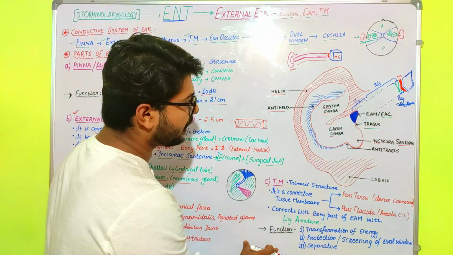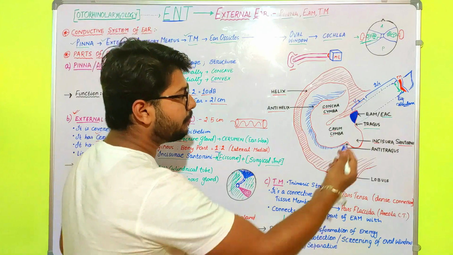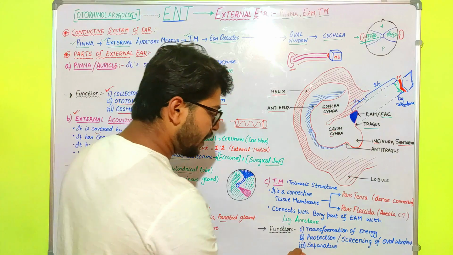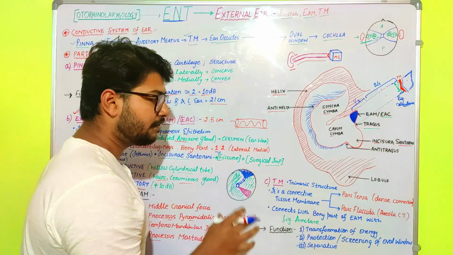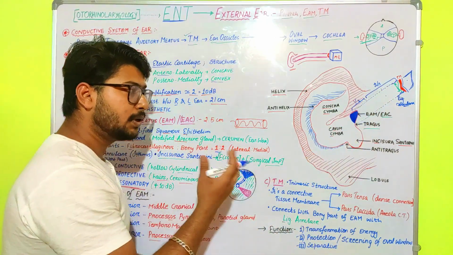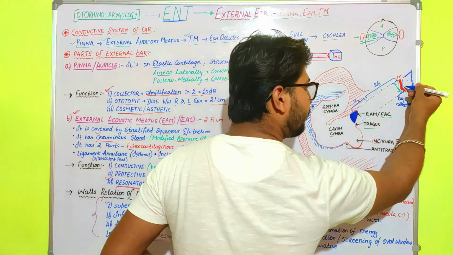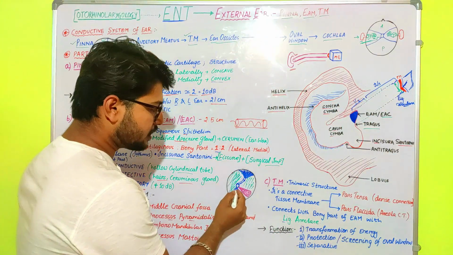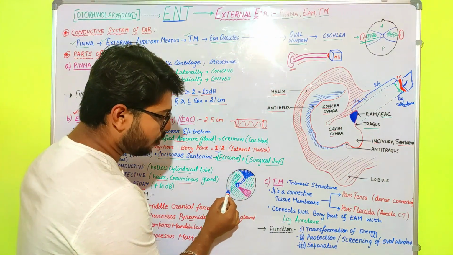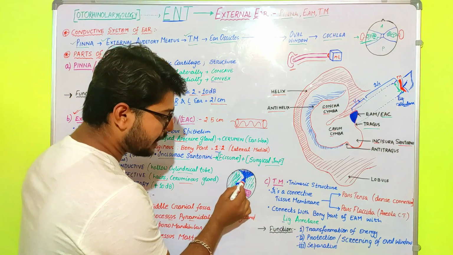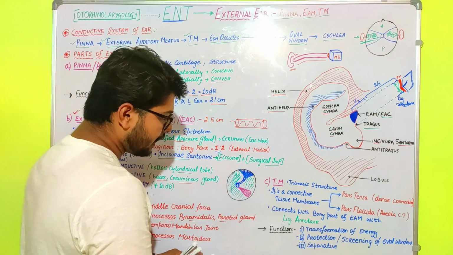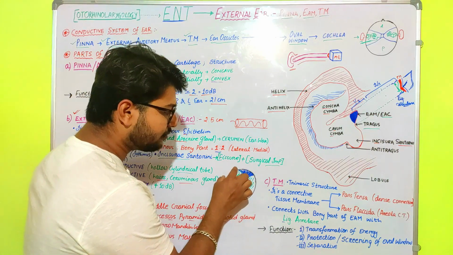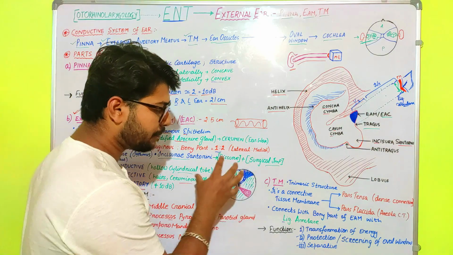And what is the function of the tympanic membrane? The tympanic membrane lies between the external acoustic meatus and the middle ear, so it helps in separation and protection. And finally, the tympanic membrane is able to vibrate, and behind it we have ear ossicles attached to its structure. This is the cone of light, this is the umbo, this is the handle of the malleus, and this is the short process of the malleus. And as you know, we have the anterior fold and posterior fold. So here we have the ear ossicles attached to this tympanic membrane.